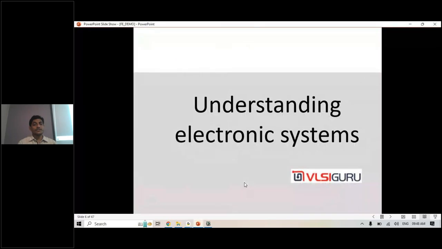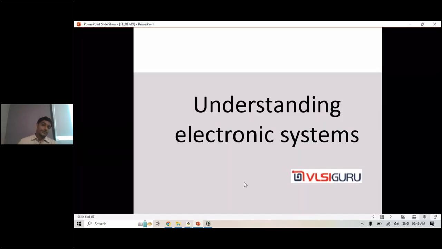First, let's start off with an understanding of electronic systems. I'll keep it brief so that we can spend more time on VLSI related topics. What is the agenda for today? But before that, I feel it is important for each of us to know what exactly is an electronic system. Where does VLSI come into the picture? Where does embedded system come into the picture? And how are VLSI and embedded systems related to the other layers?